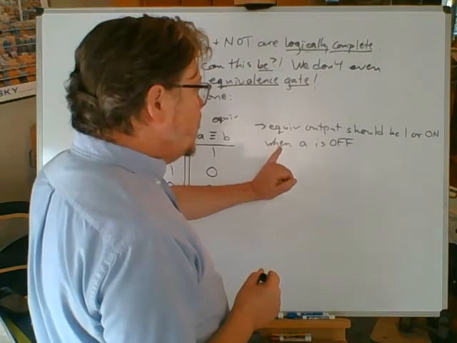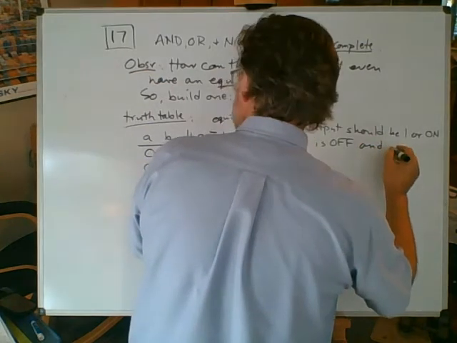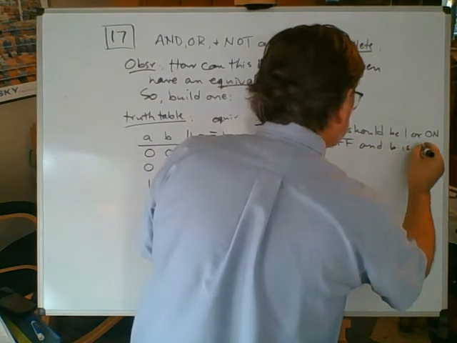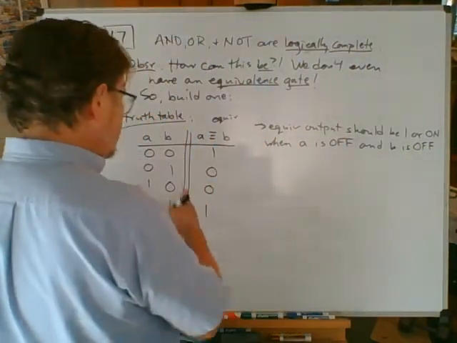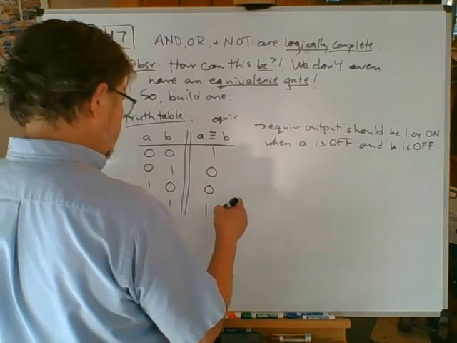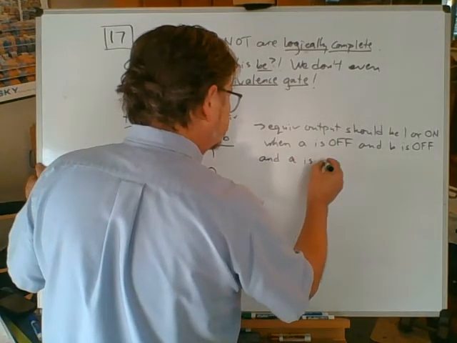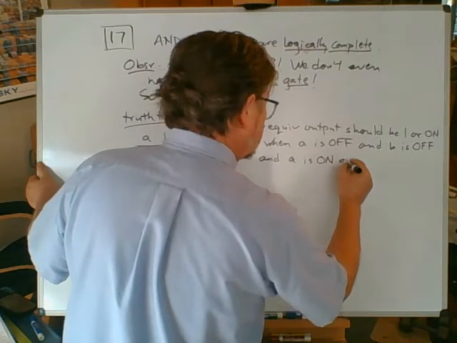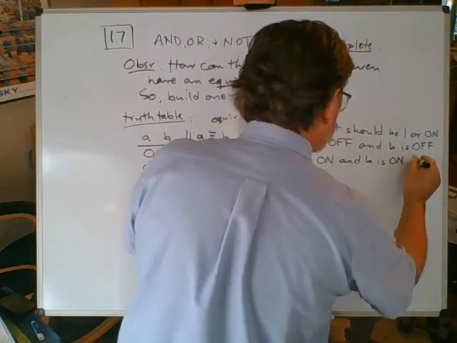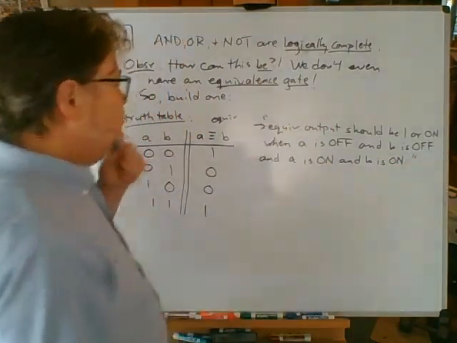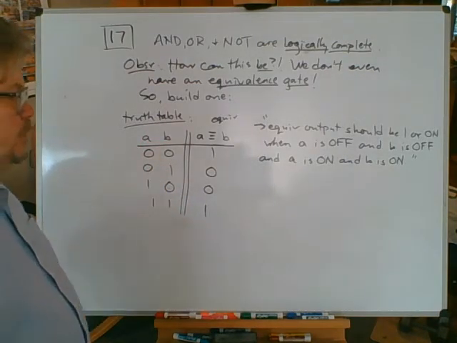Equiv output should be 1, also known as on, when A is off and, whoops, there's an and, B is off. And this one down here, and A is on and B is on. Now put that in quotes to make it look like some sort of official pronouncement. Equivalence output should be a 1, also known as on, whenever A is off and B is off. Both of those are off.